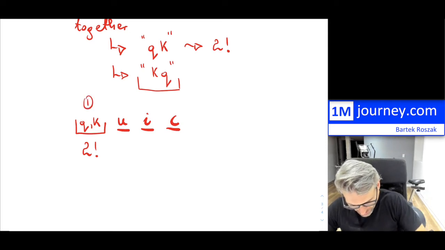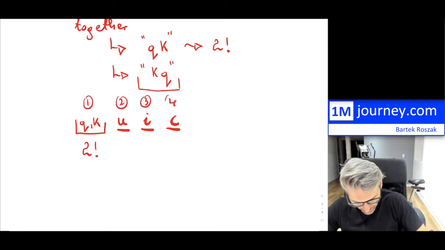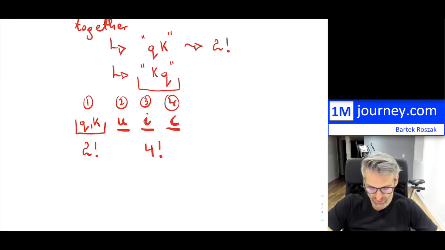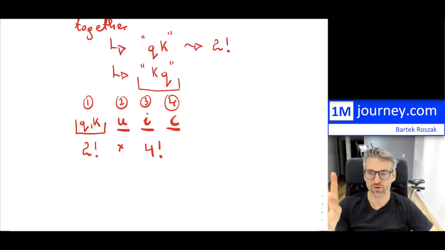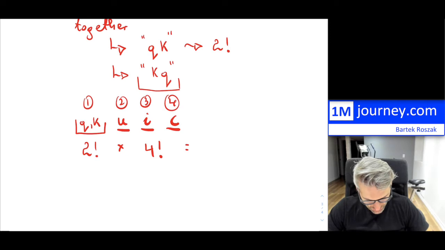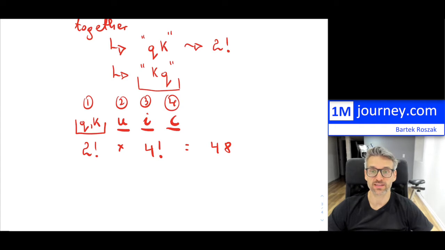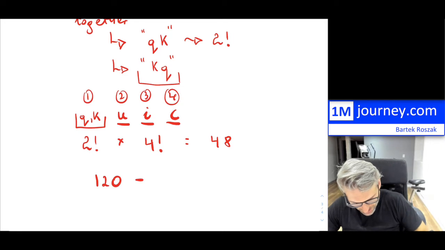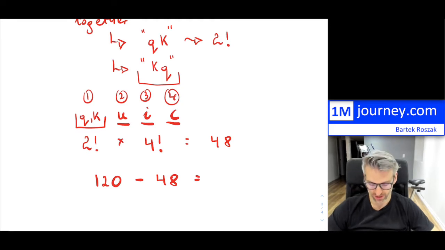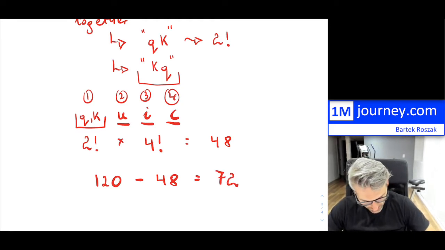So I have 1, 2, 3, 4 different units. So this is going to be 4 factorial ways that I can rearrange these. And then of course I'm going to multiply it by the 2 factorial because I can swap the Q and the K. So 4 factorial is 24 times 2, so that's 48, right? And now if I take the total, which is 120, minus when they are together, which is 48, so that would be 72.